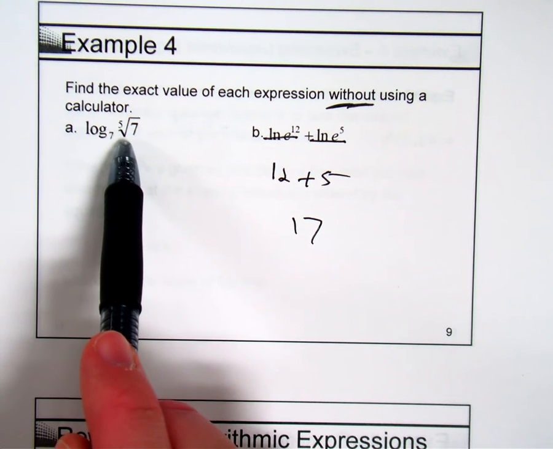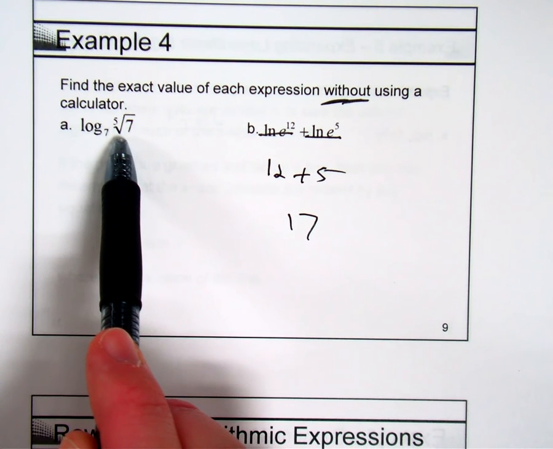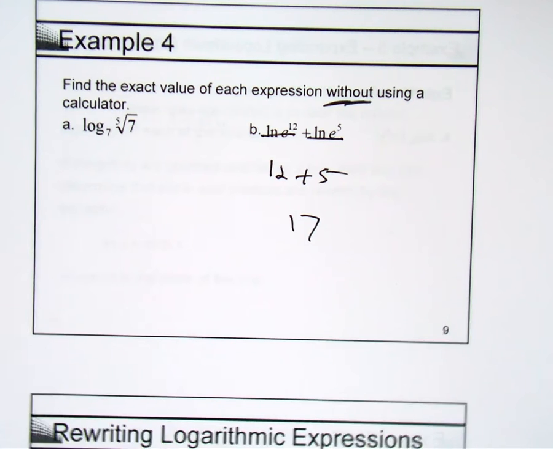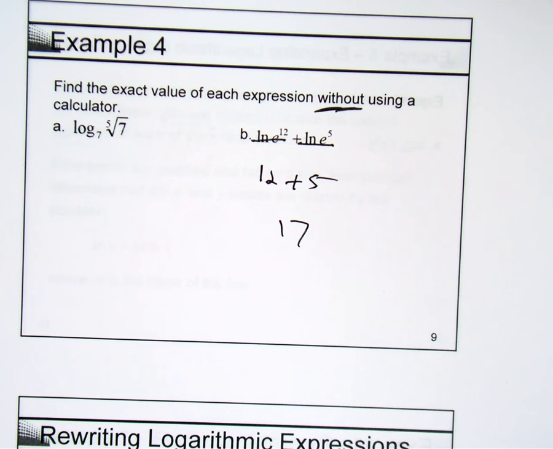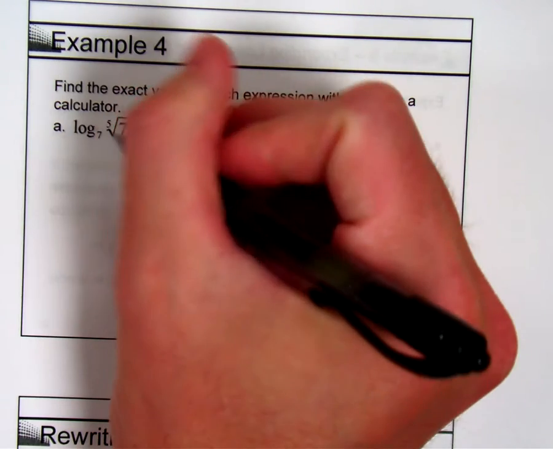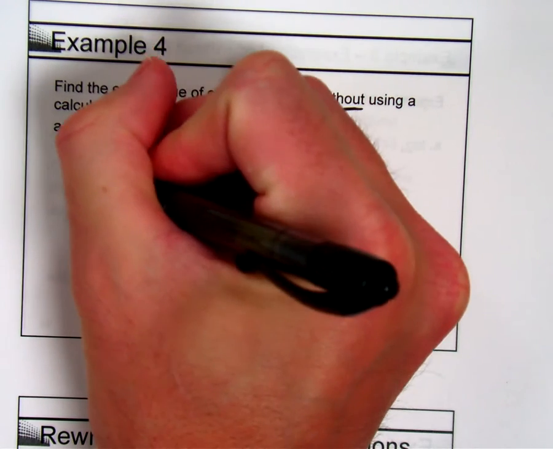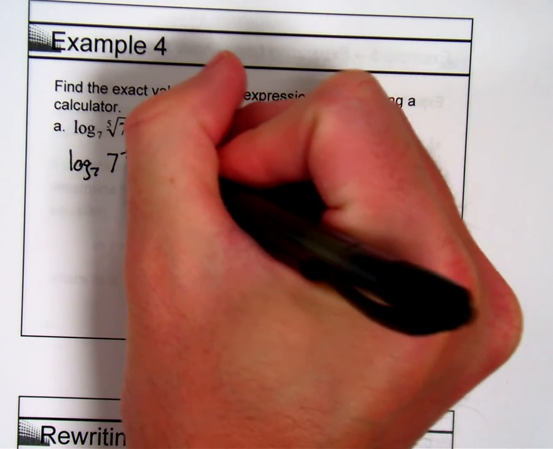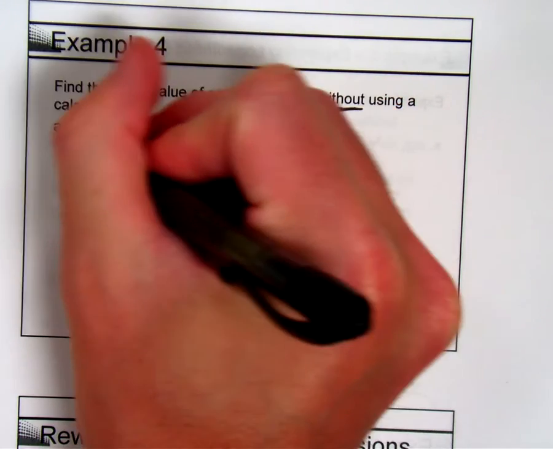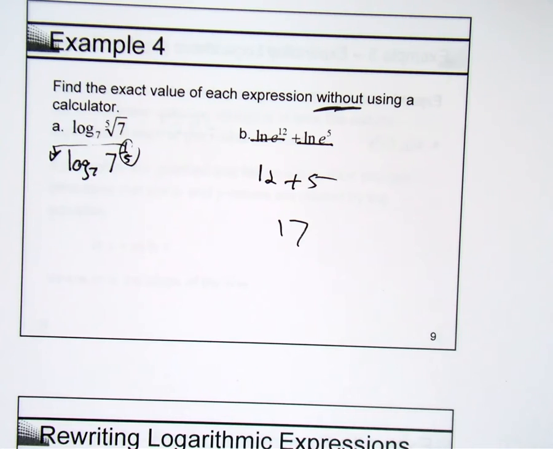Alright, let's see if you can think about this one for a little bit. Okay, first hint. Change that root to a fraction exponent. Alright, I'll give you about 10 seconds here of a head start. Okay, so if I change this root to a fraction exponent, we're going to have log base 7 of 7 to the 1/5 power. I can bring that 1/5 power down in front.